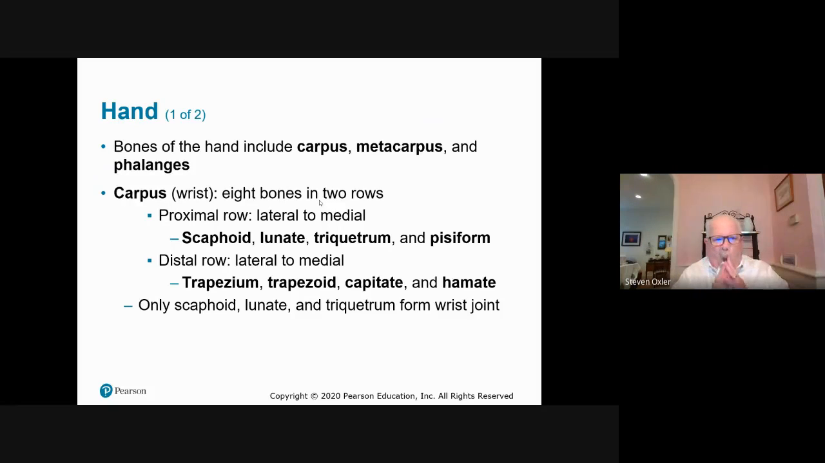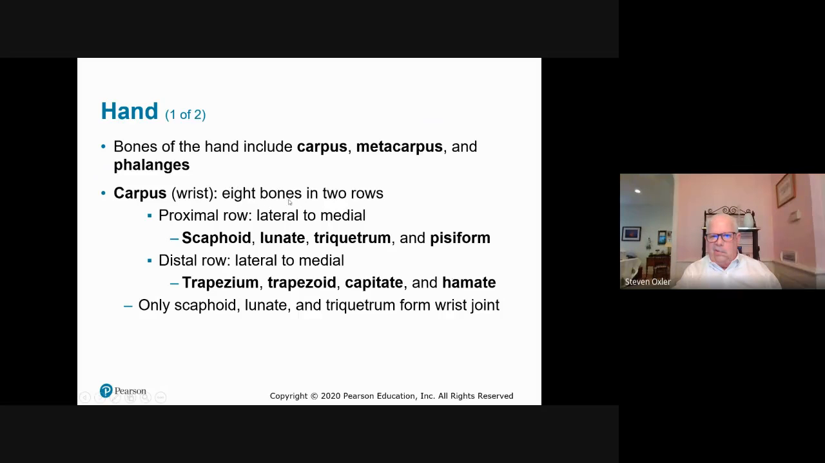Now we get to the hand. The bones of the hand include the carpus, which is your true wrist, the metacarpus, which is your knuckles, and the phalanges, which are your fingers. The carpus, otherwise known as the wrist, has 8 bones.